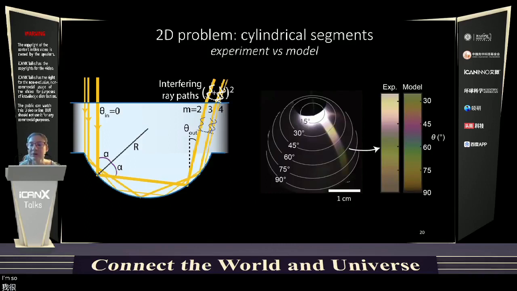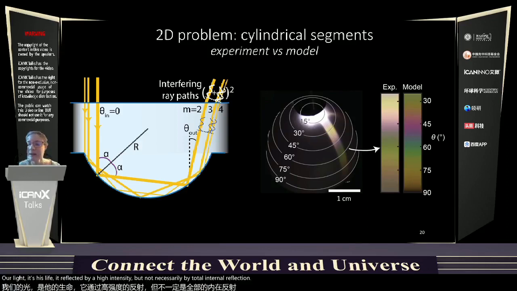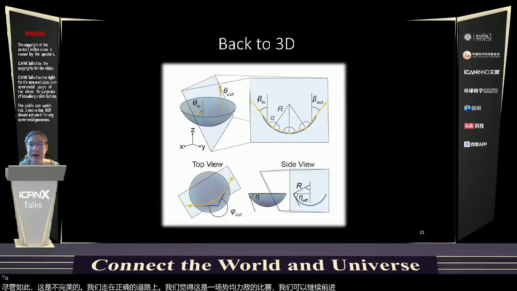So when we do that and we compare the experiment and the model, we see pretty close agreement. It's not perfect, but it's pretty close. A couple of things, for instance, that this model does not take into account is light that's reflected by high intensity, but not necessarily by total internal reflection. And despite that this isn't perfect, we are on the right track. We felt like this was a close enough match that we could move forward to 3-dimensional surfaces.